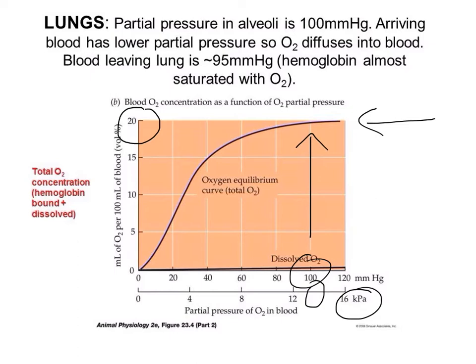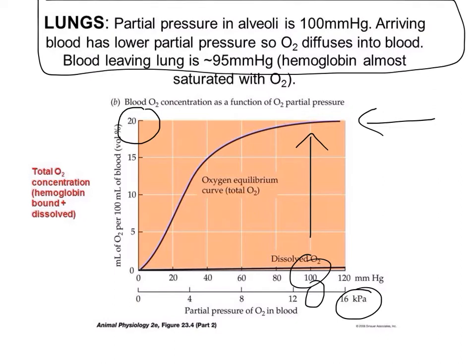Now let's look at something in reference to the body. So the lung, when we look at the lung and the partial pressure of air in the alveoli, it's at 100 millimeters Hg. And the arriving blood to the lung is going to be obviously at a lower partial pressure.